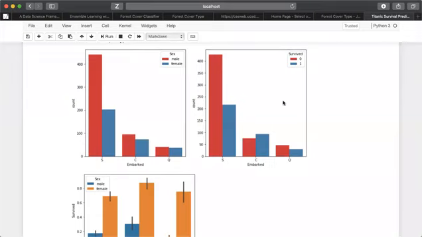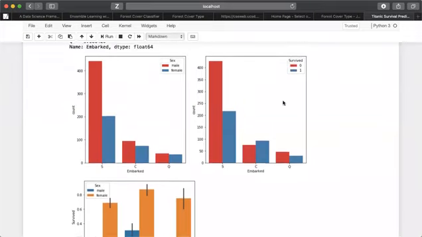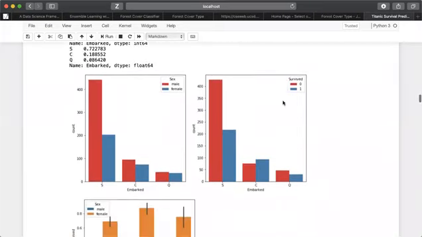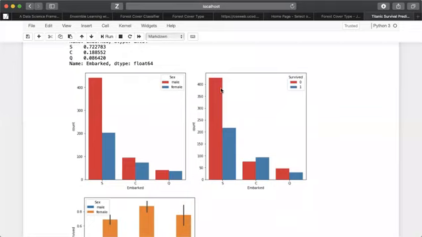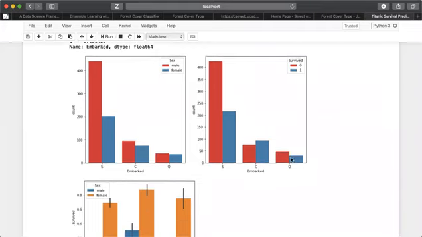And when we have given the hue of survived, here we see that out of a total 644 passengers who embarked from Southampton, around 440 passengers did not survive, and only around 205 to 210 people survived. So here, the survivability ratio is very, very poor. But for the passengers who embarked from Cherbourg, France, more passengers survived than did not survive. And for the last port, it is not so much of a difference, like Southampton.